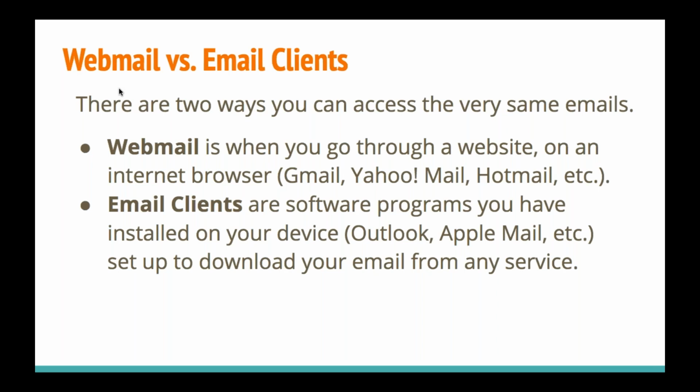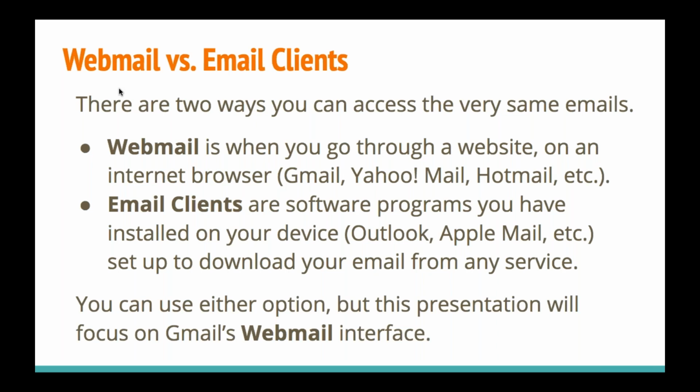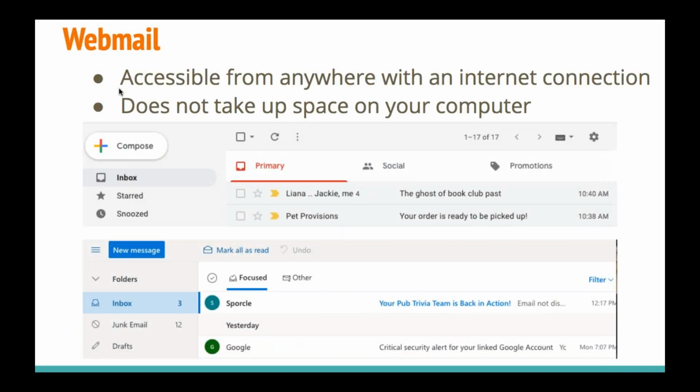So you might have a Gmail account. You could go check your webmail through gmail.com using an internet browser. Or you could set up, for example, Outlook or Apple Mail or any other independent email client that you have installed on your computer and set it up to download your Gmail emails and show up in that program as well. So there's kind of two different ways that you can access the same emails. You can use either option, but this presentation is going to focus on Gmail's webmail interface. So the first option where you actually go to their website to check your email.